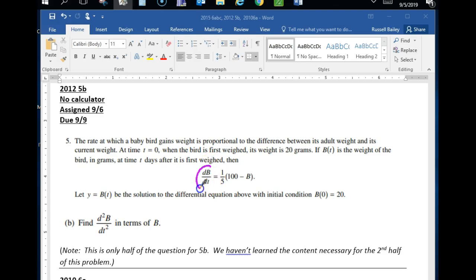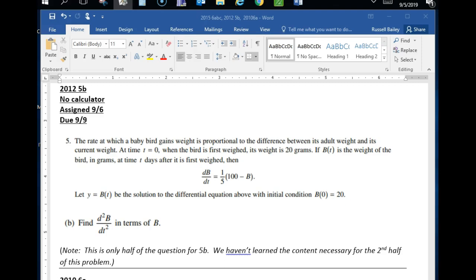The rate at which the bird's weight is changing with respect to time is proportional to, that means multiplication, right? The difference between the bird's adult weight and its current weight, which we're just going to say maybe that's the 100 there. But anyway, basically they're saying this equation in sentence form. So we actually don't really need to care too much about that. I'm going to go ahead and get rid of it.